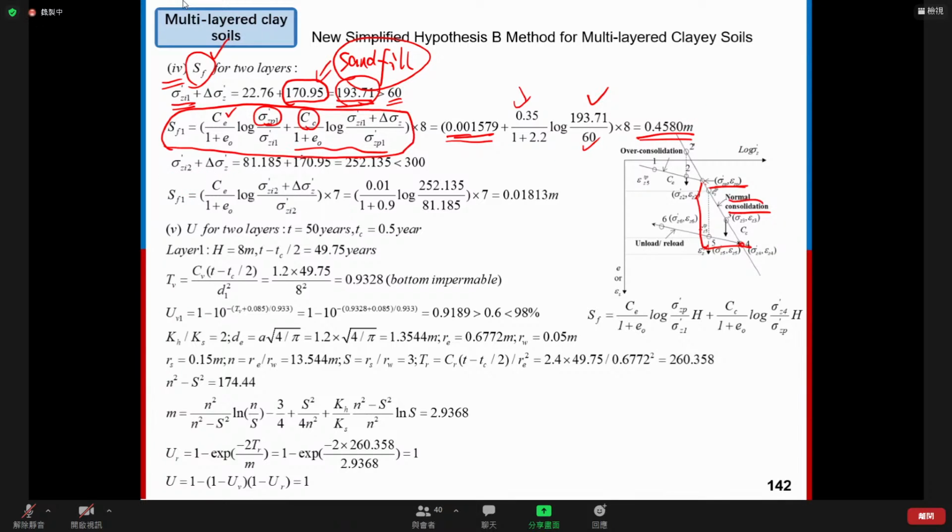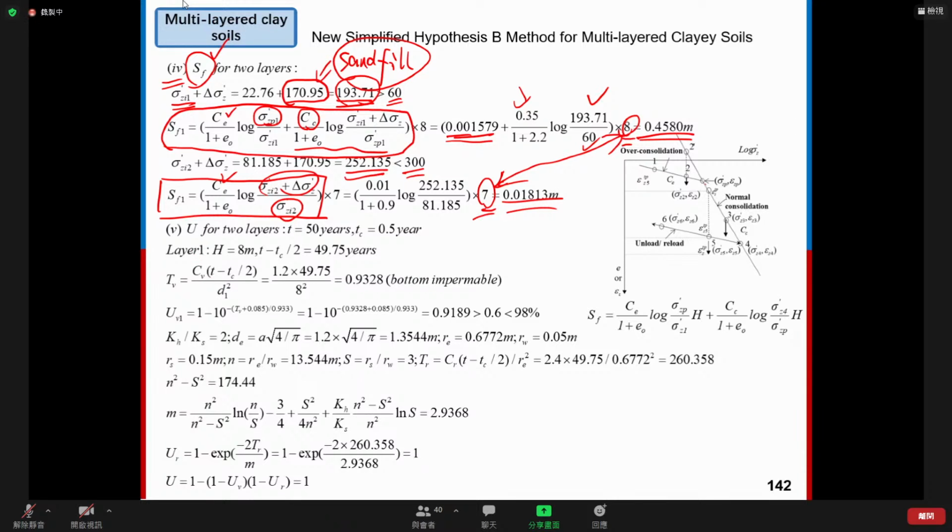And for the second layer, we do the same thing, but one thing is different. The final stress state is still smaller than 300. You see that it's still smaller than 300, which means we still use only one item. CE, the final stress state, the initial stress state. We get this value. Multiply, the thickness is 7 here, not 8. Sometimes with this kind of small difference, maybe some students will not pay much attention to these small details.